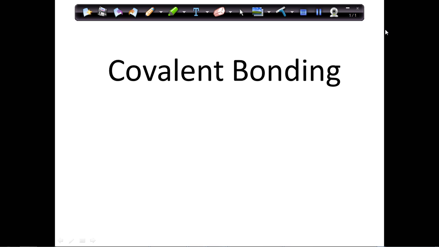Covalent bonding is actually between nonmetals. So it's when two or more nonmetals bond together. So we're looking at a bit of a girl-on-girl action here. Now in covalent bonding, nonmetals don't have enough electrons to just be giving them away.